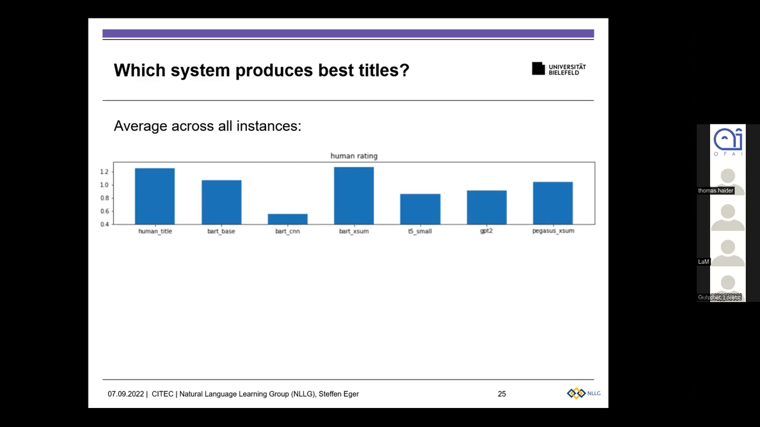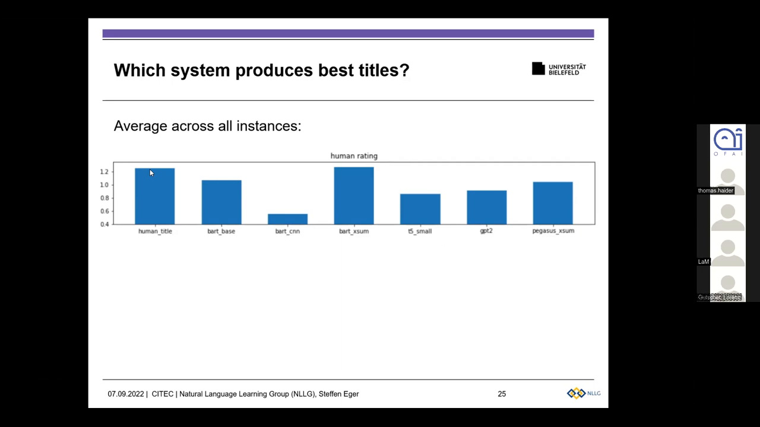And then we get one score for each system. And here, the higher the score, the better. So those systems that have higher scores here are better systems. What you can see is there's a lot of variation. Some models are not so good, like BART CNN. And one model is particularly good. This is BART XSUM here, which was fine-tuned on a summarization data set. And what you can even see here is that it beats our human titles.